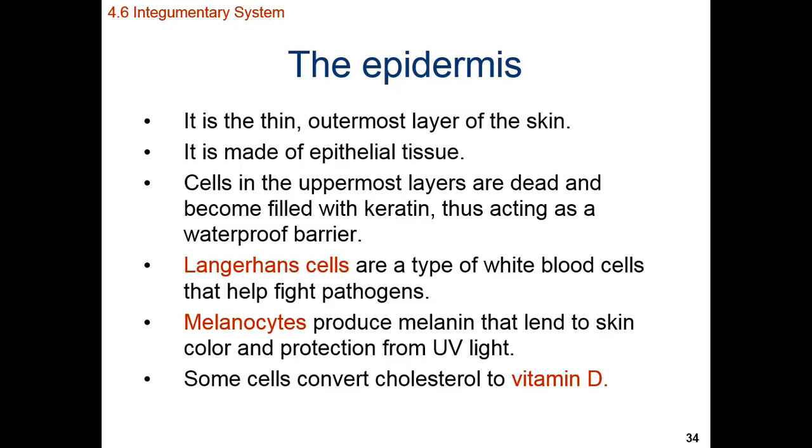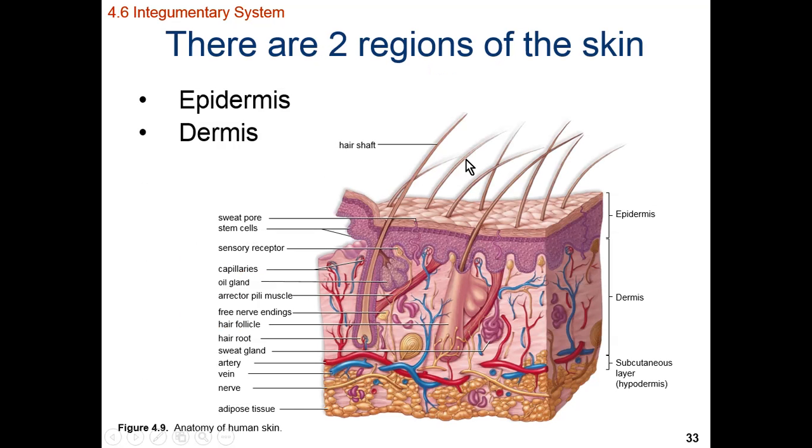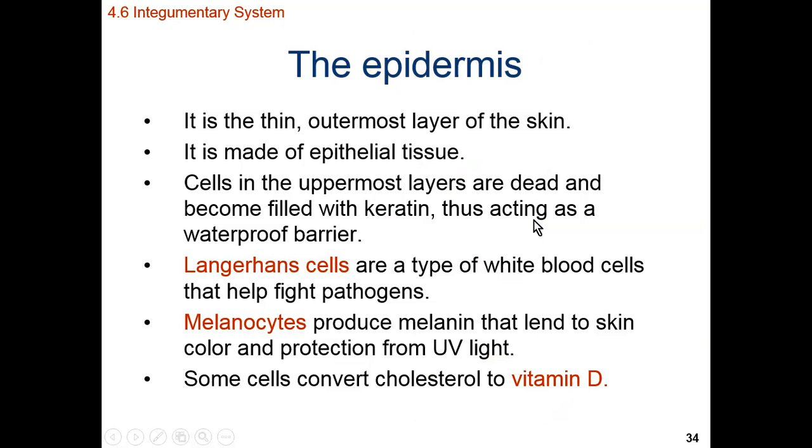The uppermost layers of the epidermis are dead tissues. They've been completely filled with a tough protein called keratin. In addition to being very tough, it's also waterproof. If we go back a slide here, you can see that there are many, many layers of flattened cells on the surface of the epidermis filled with keratin. So we have a stratified squamous epithelium. So the epidermis is made of epithelial tissues, particularly stratified squamous epithelial tissues.